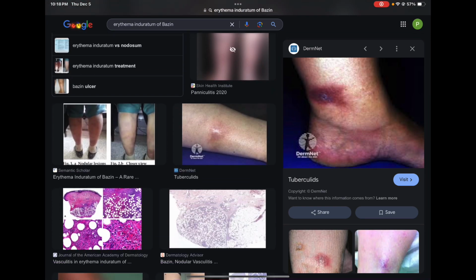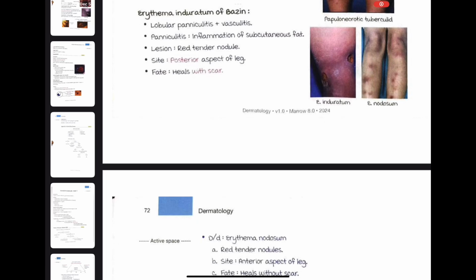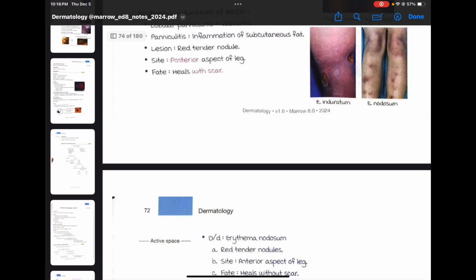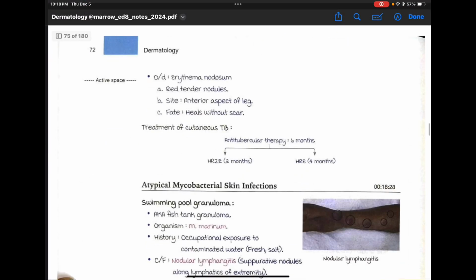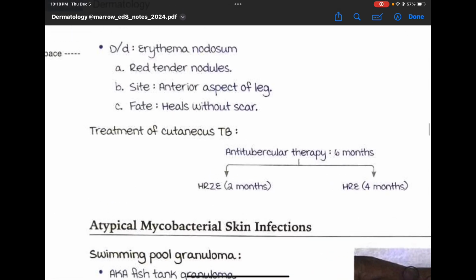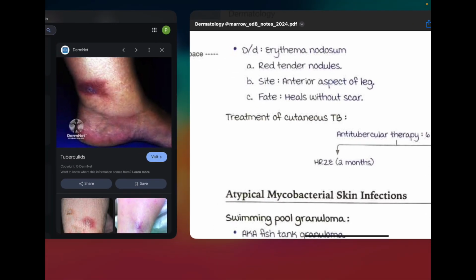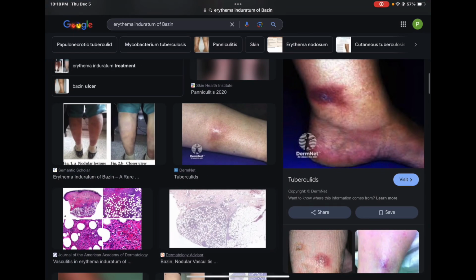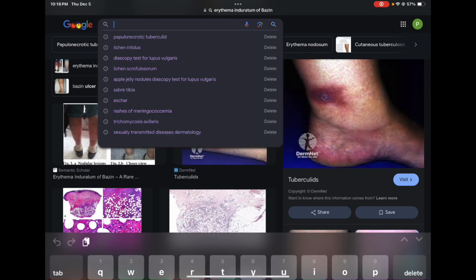So whenever you see this kind of skin lesions, start thinking about TB. They heal with a scar. Differential diagnosis: erythema nodosum, red tender nodules. Site: anterior aspect of thigh. Heals without scar. So your erythema nodosum will heal without scar, while the TB tuberculids will heal with scar.